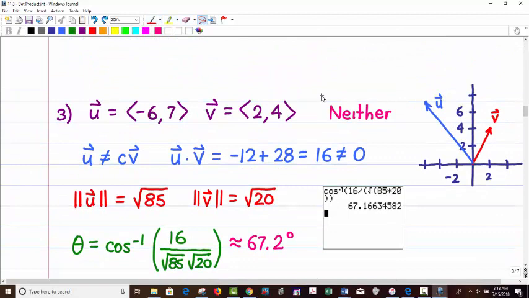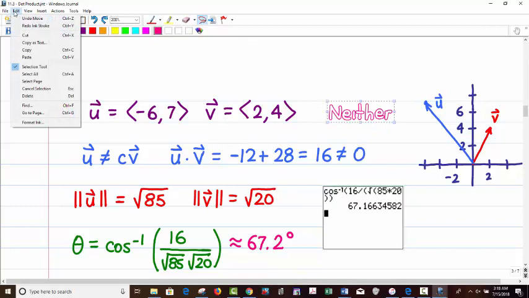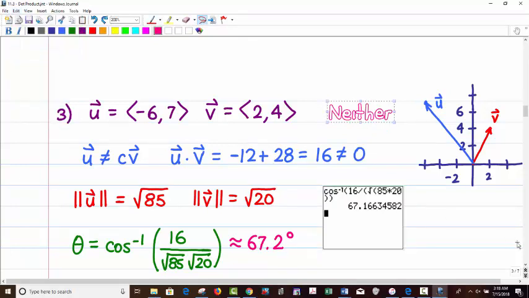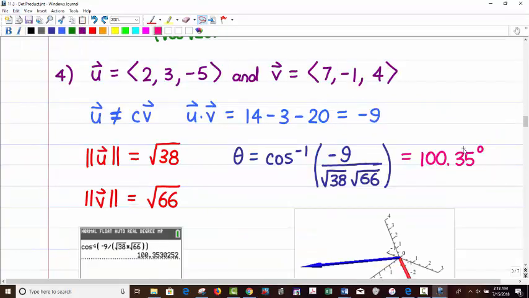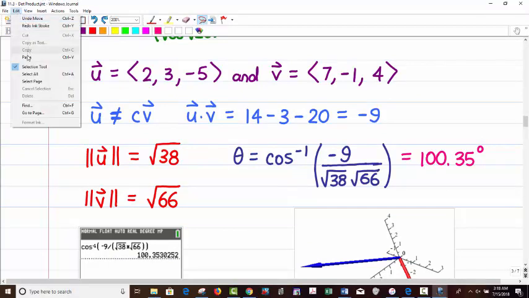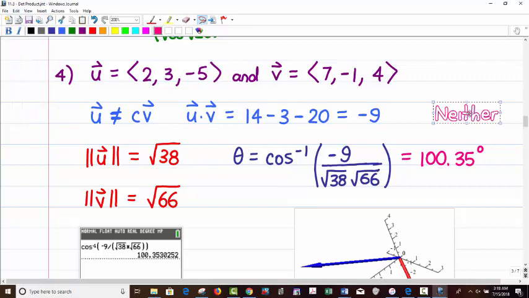I'll copy this real quick and bring that down there, just to clarify a little bit more. I'm sure you would have no problem realizing that. But so this is the neither. Now we're going to find the angle between them.